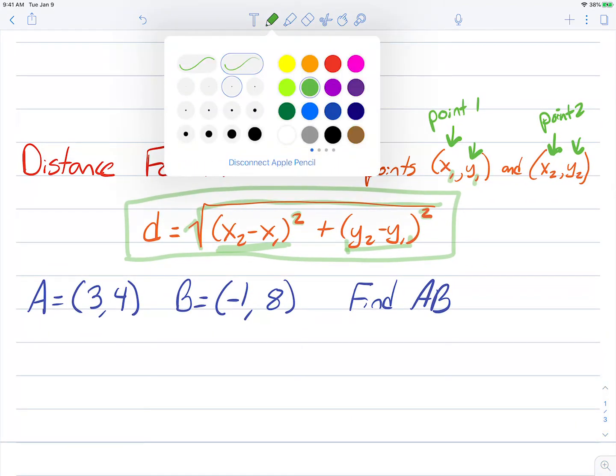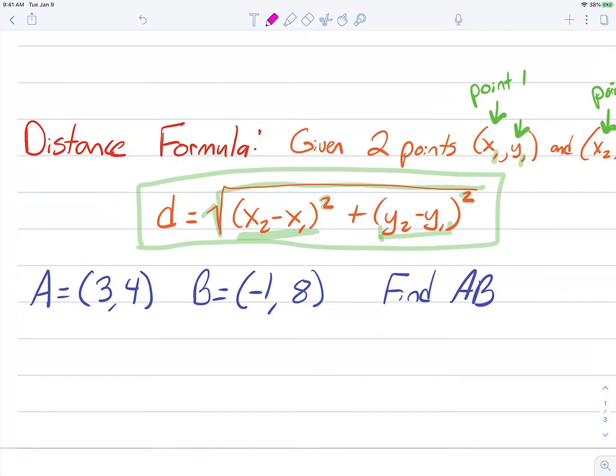I'm going to declare that point A is point 1 and B is point 2. I'm going to tell you right now that if you happen to switch those, it really doesn't matter. It does not matter which one's point 1 and which one is point 2. If you subtract them and get a negative, and I subtract them and get a positive, and we square them, they're both going to be positive. So the order actually doesn't matter.